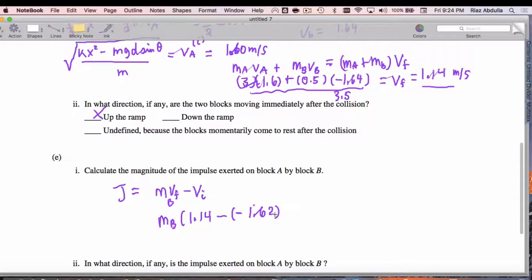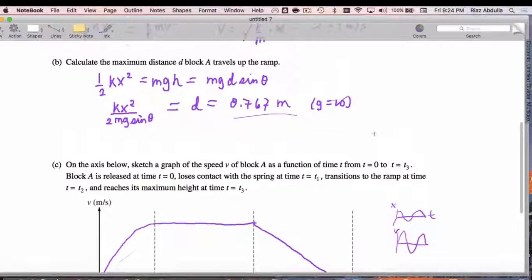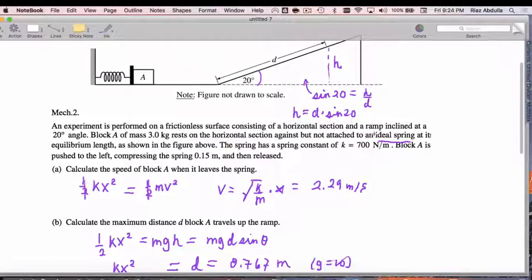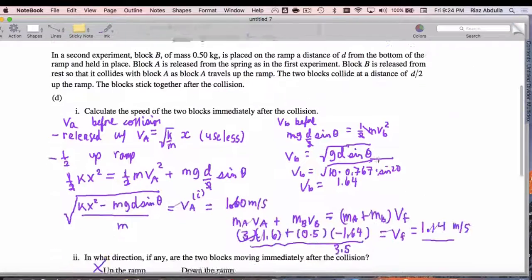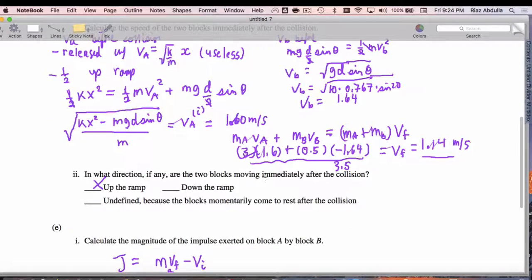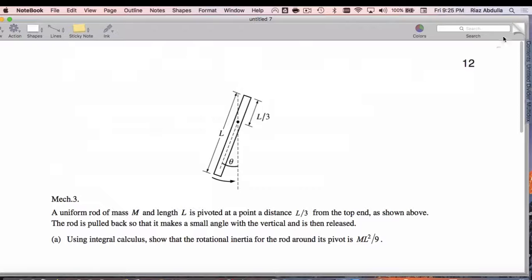Make sure, absolutely sure that I have that right. So block B is 0.5. Block A is 3. That's the mass. So going back here, it seems to me that 1.14 is up the ramp and that B's speed is down the ramp. I'm a little suspicious. Oh, we want the magnitude of the impulse exerted on block A by block B. Let's do that again. Sorry.